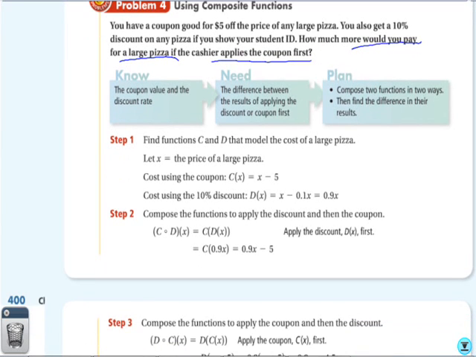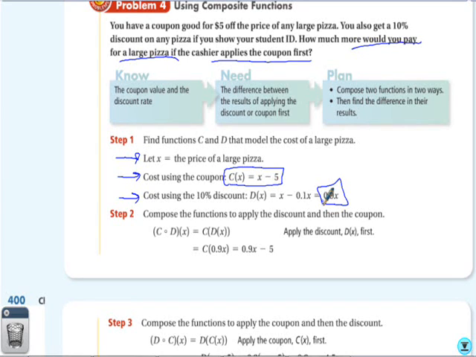Okay, so if they do the coupon first, we want to look at what's the difference. So if x is the large pizza, okay, that's the price of the large pizza. The cost using the coupon is just x minus 5, because it was $5 off. The cost using the 10% discount is just x minus 0.1x, or 0.9x, because it's 10% off.